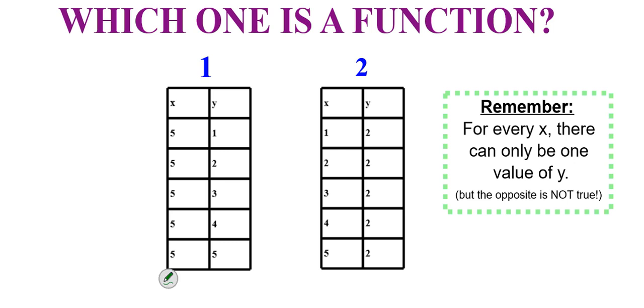Now for table 2, this is like a water bottle vending machine. You push 1, out comes a 2, push a 2, out comes a 2. You know what? It's okay for this to happen. This table just makes 2.